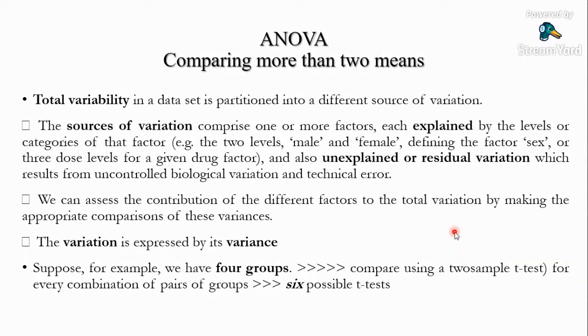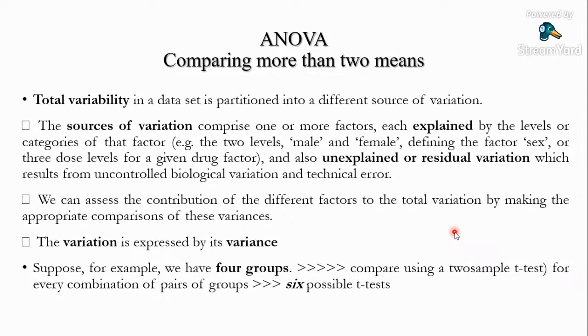Next, we come to something very important called ANOVA, which means analysis of variance. Now, ANOVA is a method that is generally performed when we have more than 2 groups, when there are 3 or more groups that need to be compared.